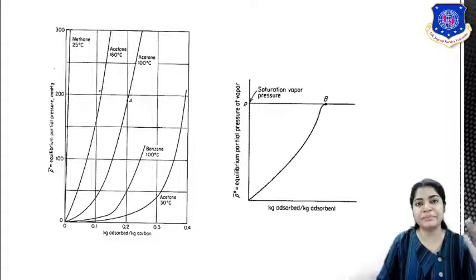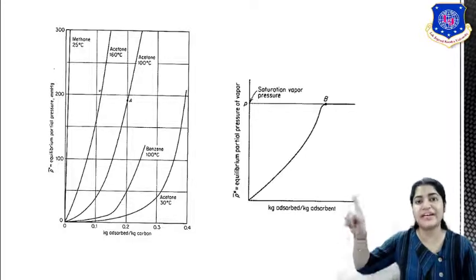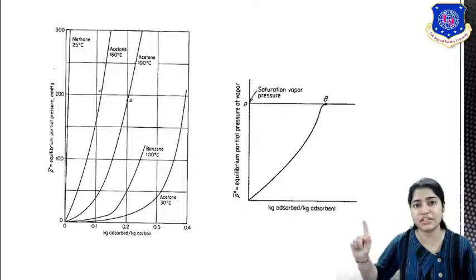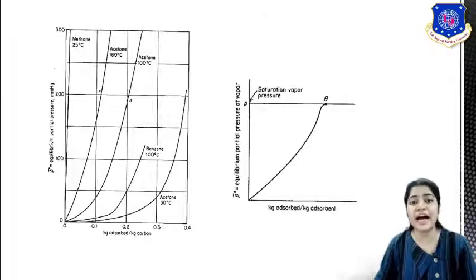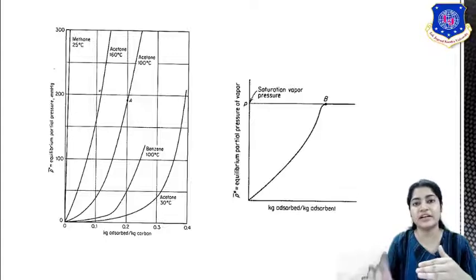Now for different temperatures you can see that I am getting different equilibrium curves. Now what is this? As I am increasing the pressure, the curve is increasing, the slope is increasing, which shows that more solute has been adsorbed. Now vice versa. Correspondingly, see what your limit is: the saturation vapor pressure at that corresponding temperature.